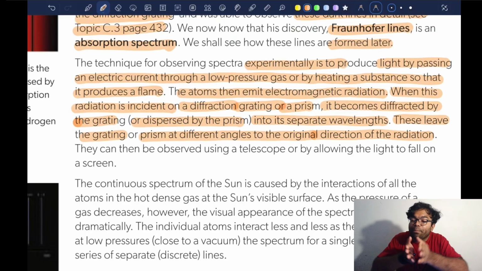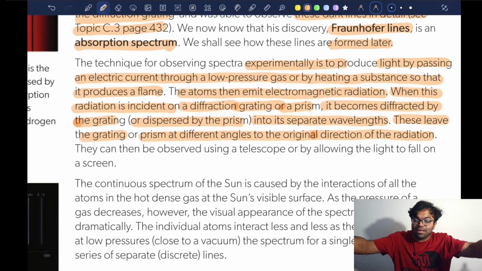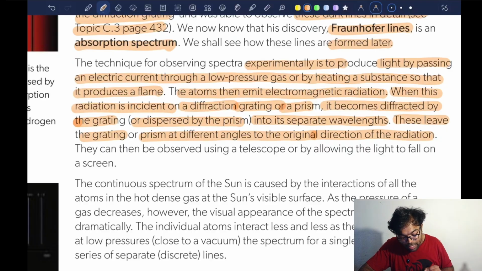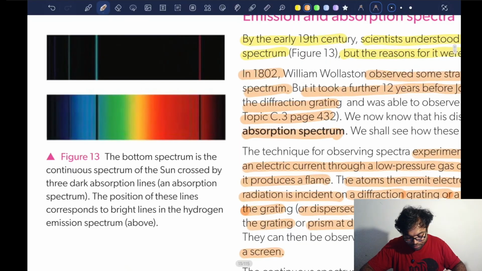Now, you are using a prism to separate or basically disperse the light into their respective wavelengths. You are dispersing the light that was produced into separate wavelengths. Now they can then be observed using a telescope or by allowing the light to fall on a screen. Do you observe this one?